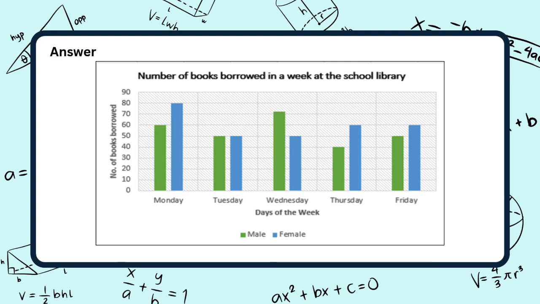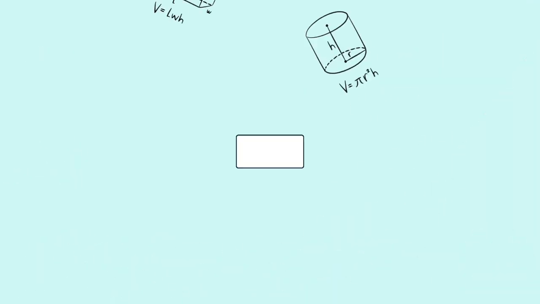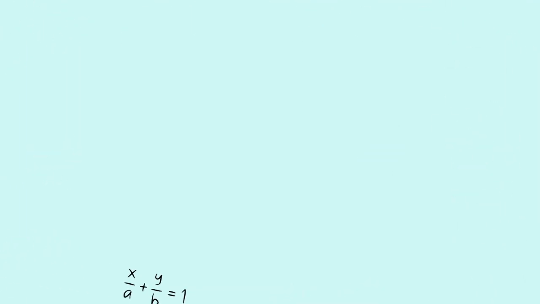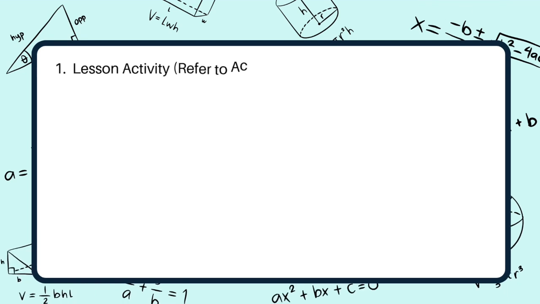Okay, so we have here, of course, the sample of the answer itself for the number of books borrowed in a week. So, ang legend nila, they use green for male and blue for female. So the title, number of books borrowed in a week at the school library. Okay, and so the vertical axis is the number of books borrowed, and then for the horizontal one, the one that you see at the bottom part is the days of the week. So Monday till Friday.